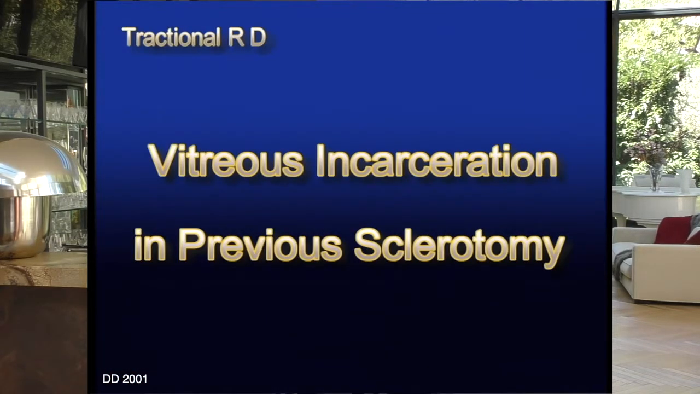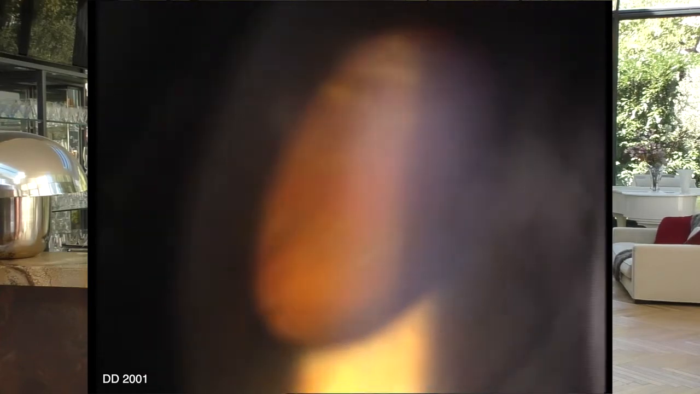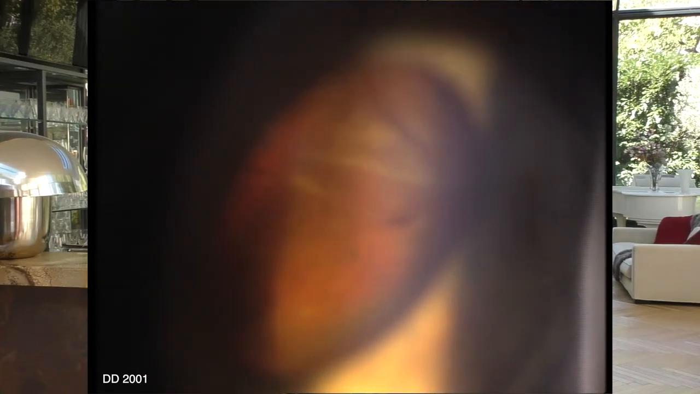Second, there is RD caused by vitreous incarceration in a previous sclerotomy. We can either carry out an anterior buckling plus fold if the loop is small, or carry out a vitrectomy in order to treat the problem in a more radical manner.